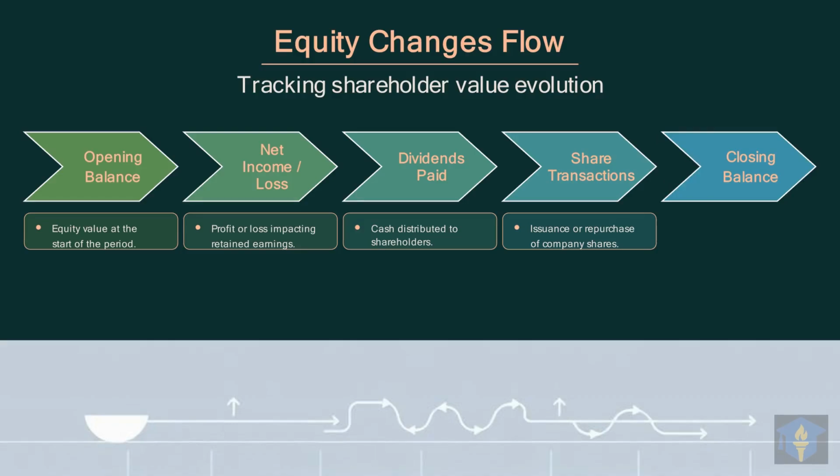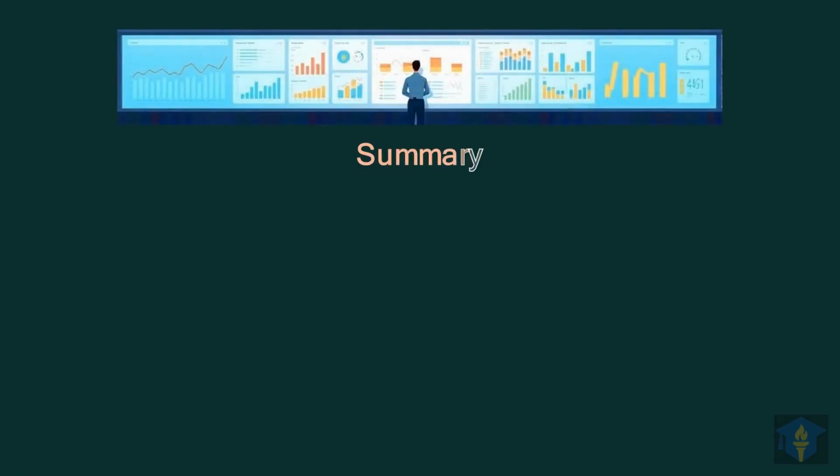Finally, the closing balance represents the total equity value after all these adjustments for the period. This is the updated and final equity value that the company holds at the end of the reporting period. Let's summarize the key points and essential takeaways from our discussion on financial statements. Here are the most important concepts and principles that you should definitely remember from this lesson.